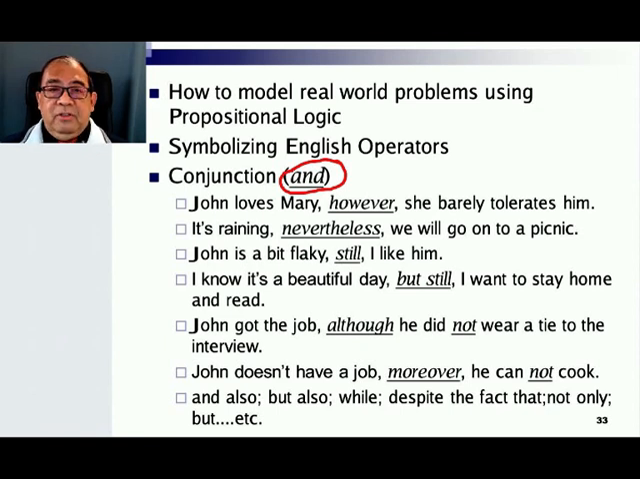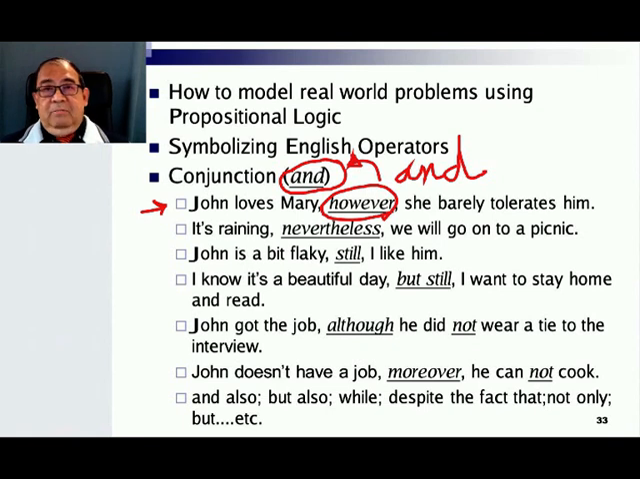Now, John loves Mary, however, she barely tolerates him. Now, this use of however is actually the concept of and. This is the use of English. I think in Chinese it is similar. Well, I love you, however, I barely tolerate you. Even if I love you, however, I don't give you money. So this is just similar to and. This is the similar idea of an and.